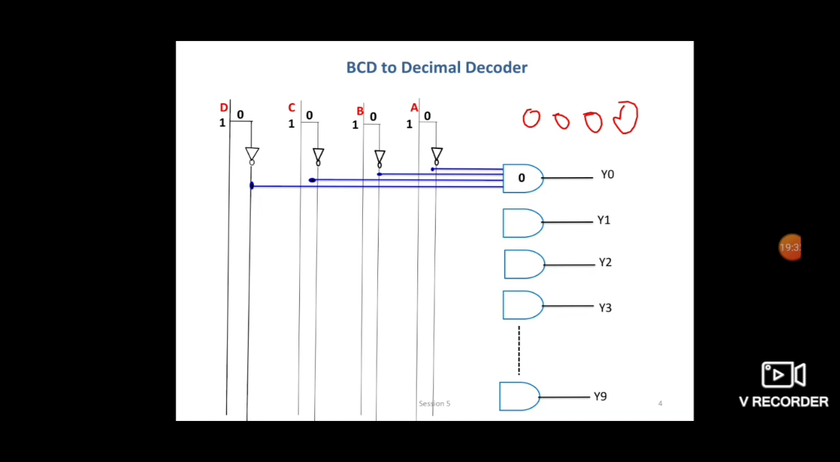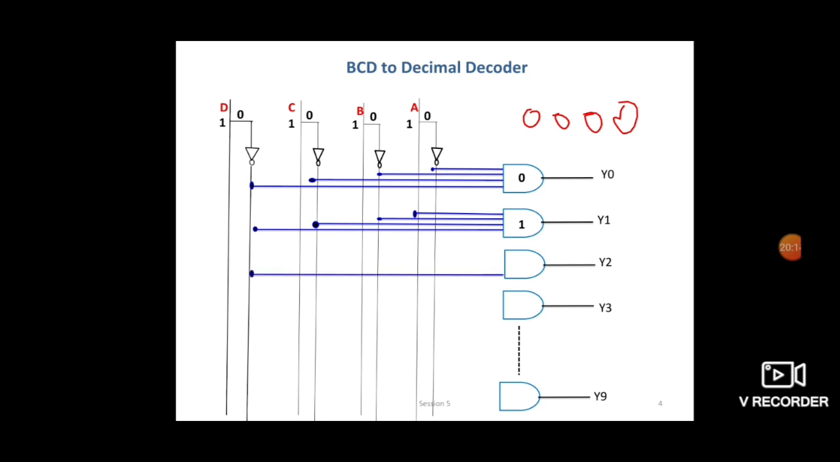Suppose take the second, 1, means 0 0 0 1. Okay, 0 0 0 1 means the first three zeros are connected through NOT gates, and the last one, as it is 1, is connected directly to the line. So Y1 gets 1 output. Okay, likewise BCD to decimal number.